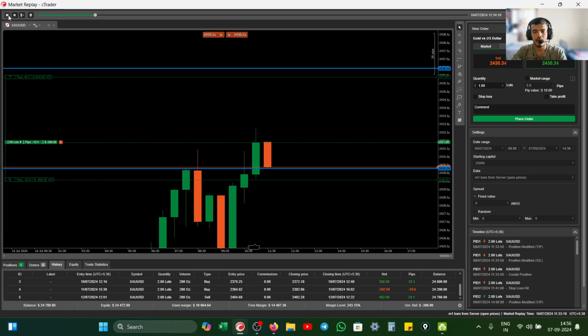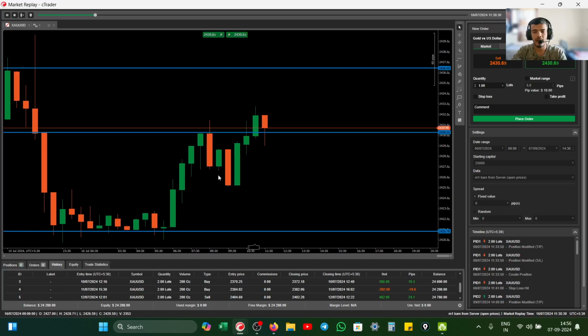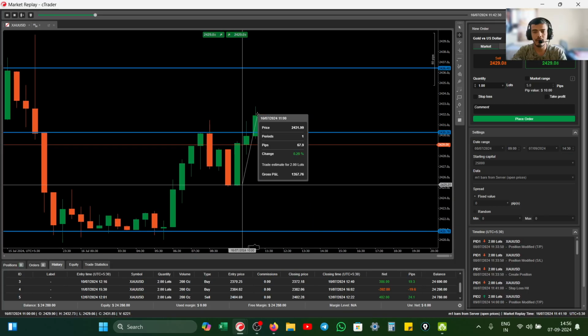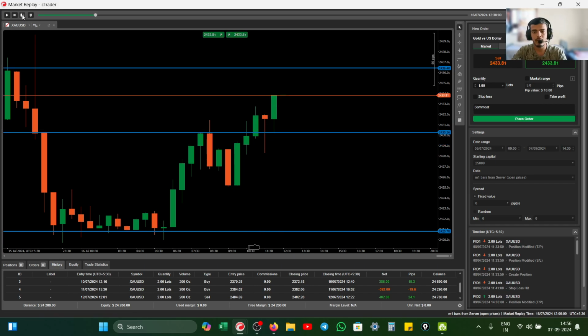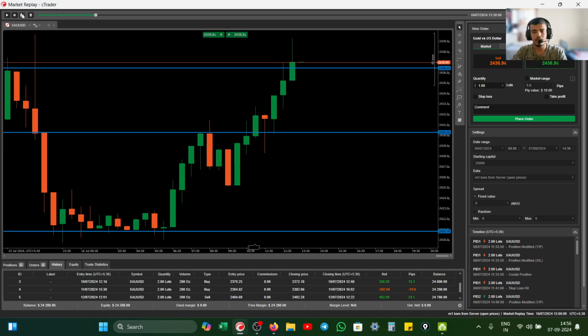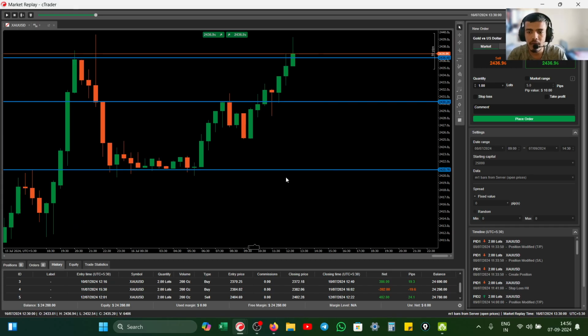Waiting for the candle to close. Okay, it's retesting. Oh, we got stopped out. We have to wait because the candle has moved a lot, man. We have to wait for a retest to happen to go for the bullish. Okay, this does make sense.